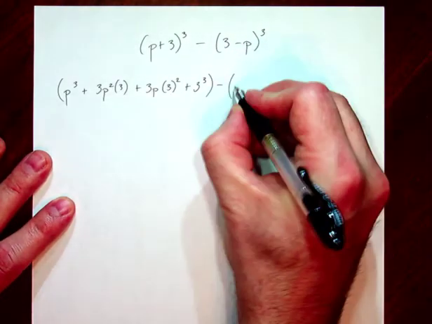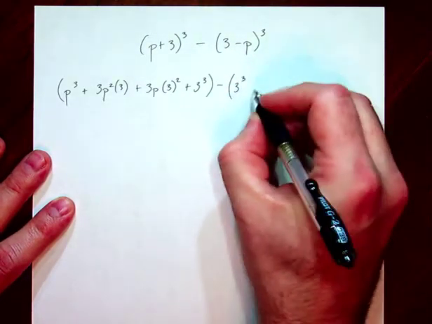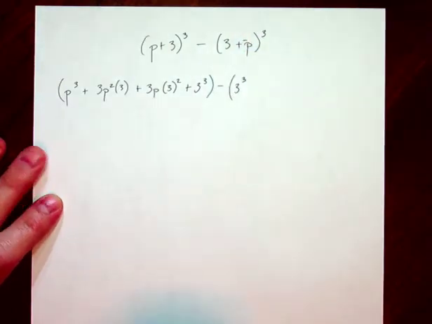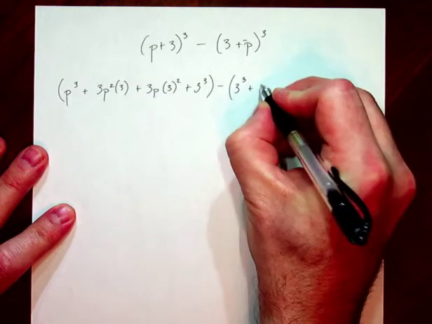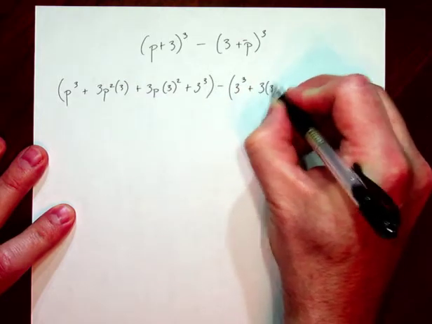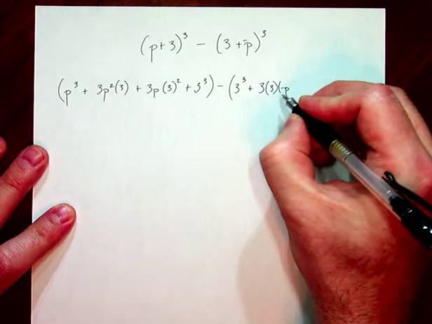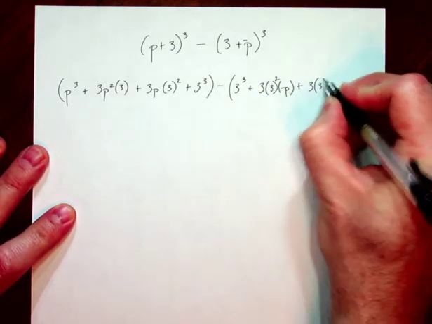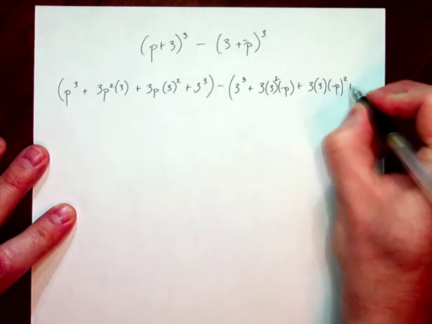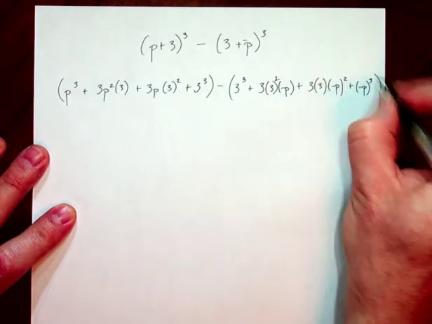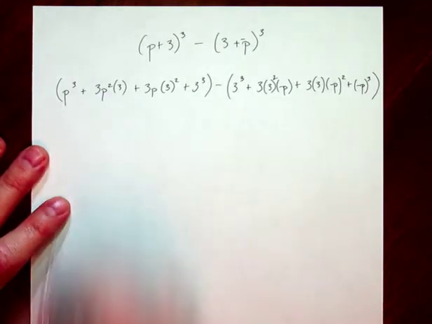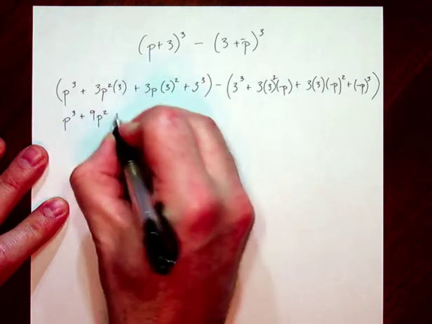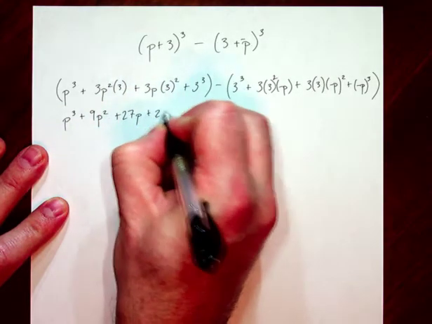Well, it expands the same way, and you get 3 cubed, right? And let's talk about this as plus a negative p. That makes it a little bit easier. So I have plus 3 times negative p. So that's 3 squared times negative p, plus 3 times negative p squared plus negative p cubed. And then I have to clean it all up. Whew. Okay, p cubed plus 9p squared plus 27p plus 27.